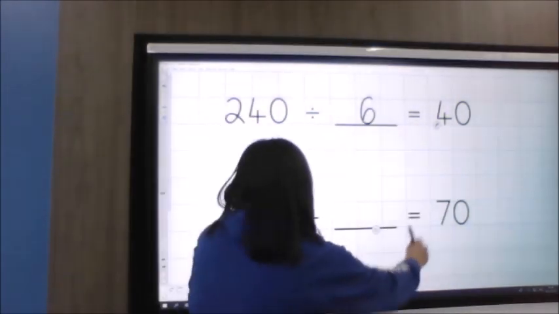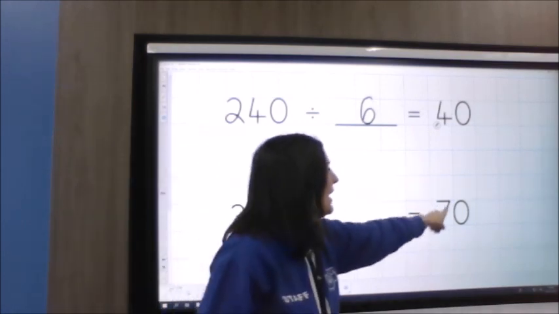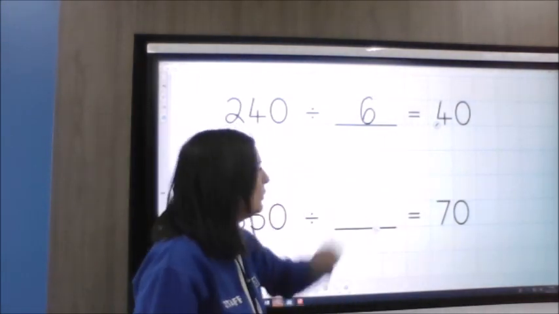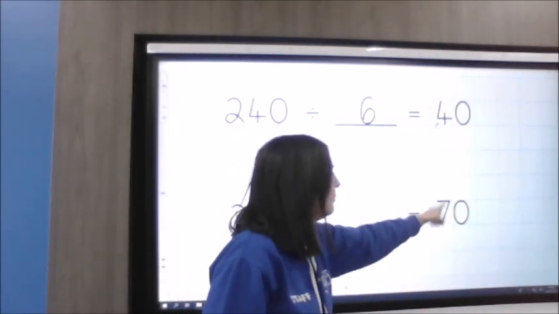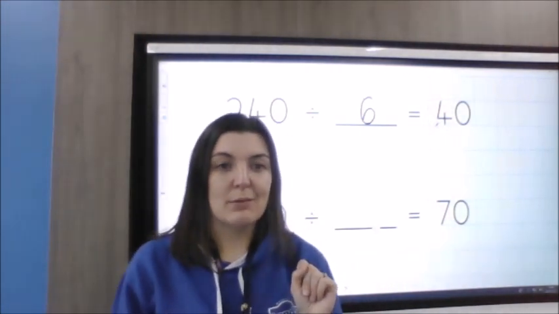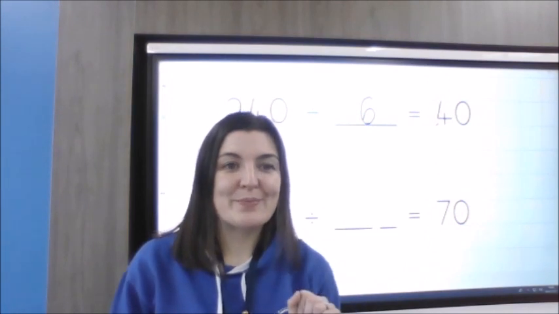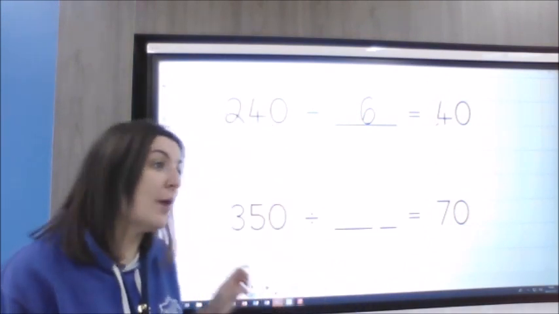Knock your zeros off, so you'll do 35 divided by 7, and that will be your answer in the middle. And then check it by doing your answer multiplied by 70. Okay, so pause the video now. Right, so you should have had a go at this one.